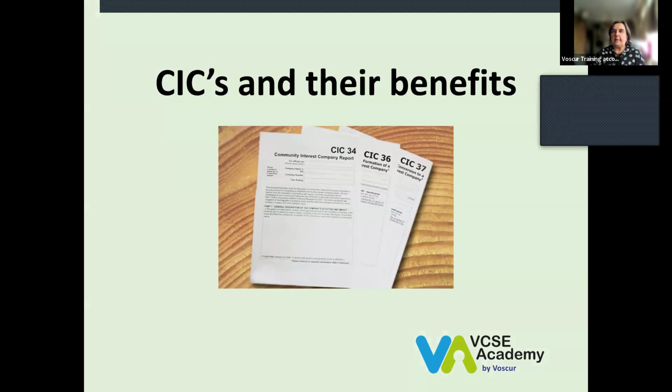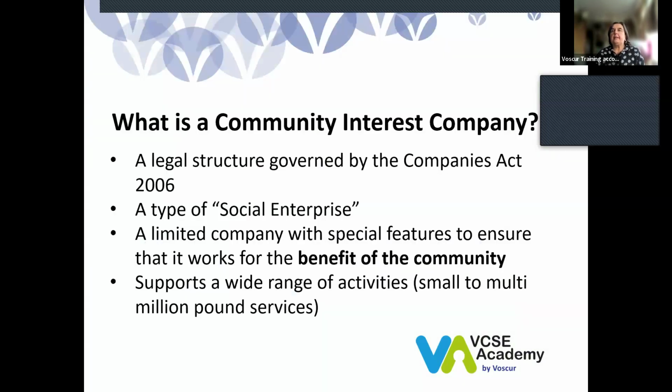So CICs and their benefits. A community interest company is a legal structure. It's governed by the Companies Act 2006, and it's a type of social enterprise. And that means that it's a limited company, but it has special features that ensure that it works for the benefit of the community. And CICs support a very wide range of activities. They can be tiny, little companies run by volunteers up to multi-million pound services. So when you want to set up a CIC, the sky's the limit.